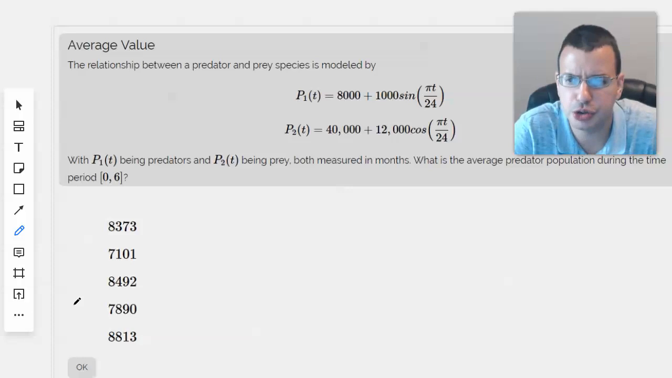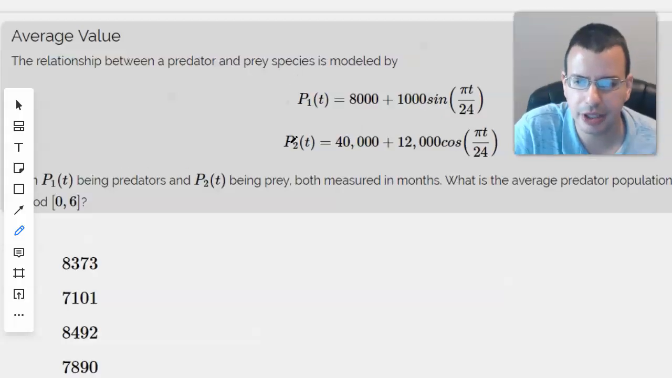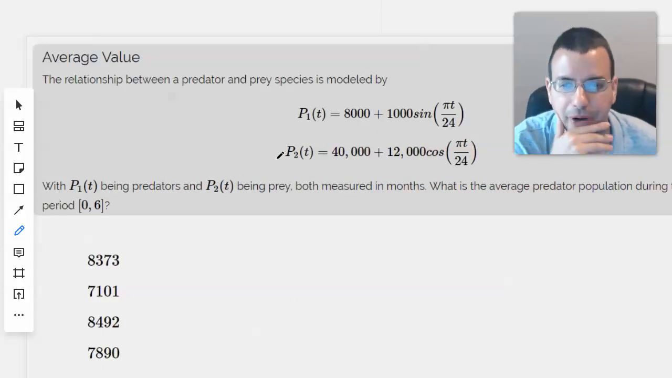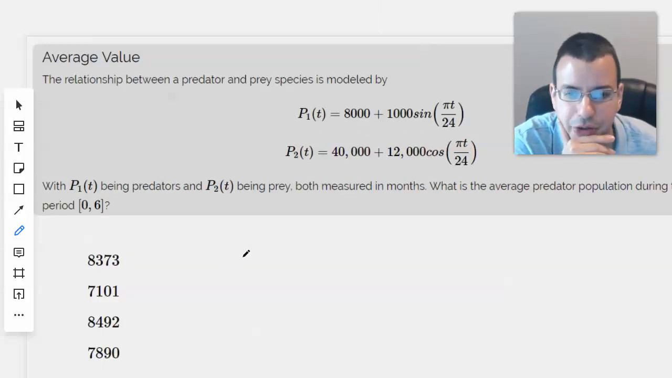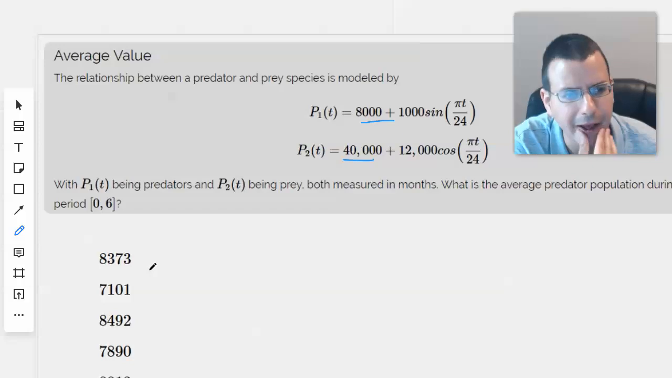The relationship between a predator and prey species, P-R-E-Y? Yeah, P-R-E-Y. Species is modeled by P1 is this, P2 is that. Okay, I'm assuming this is predator because there's fewer of them than the prey. Is that always true? I don't know.